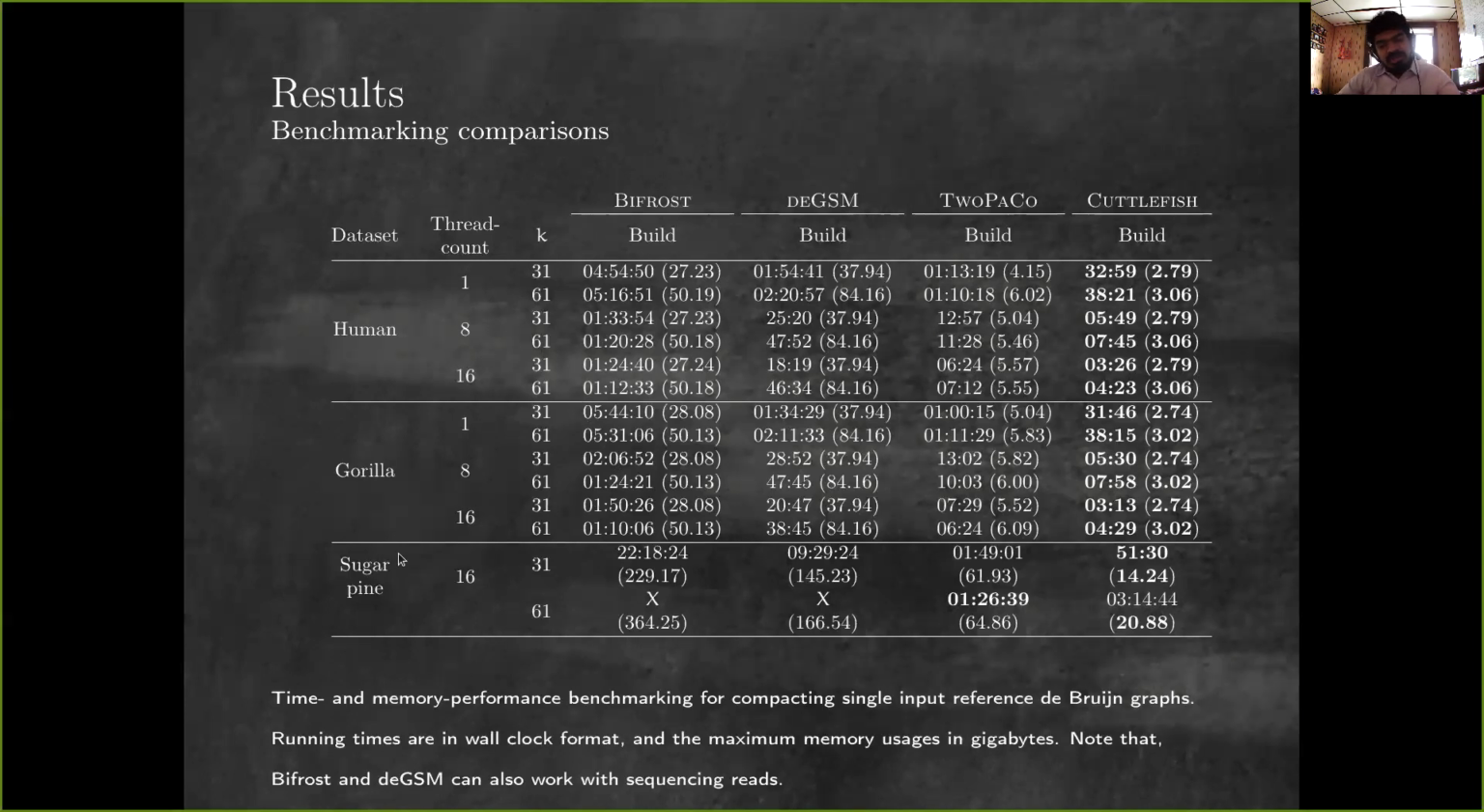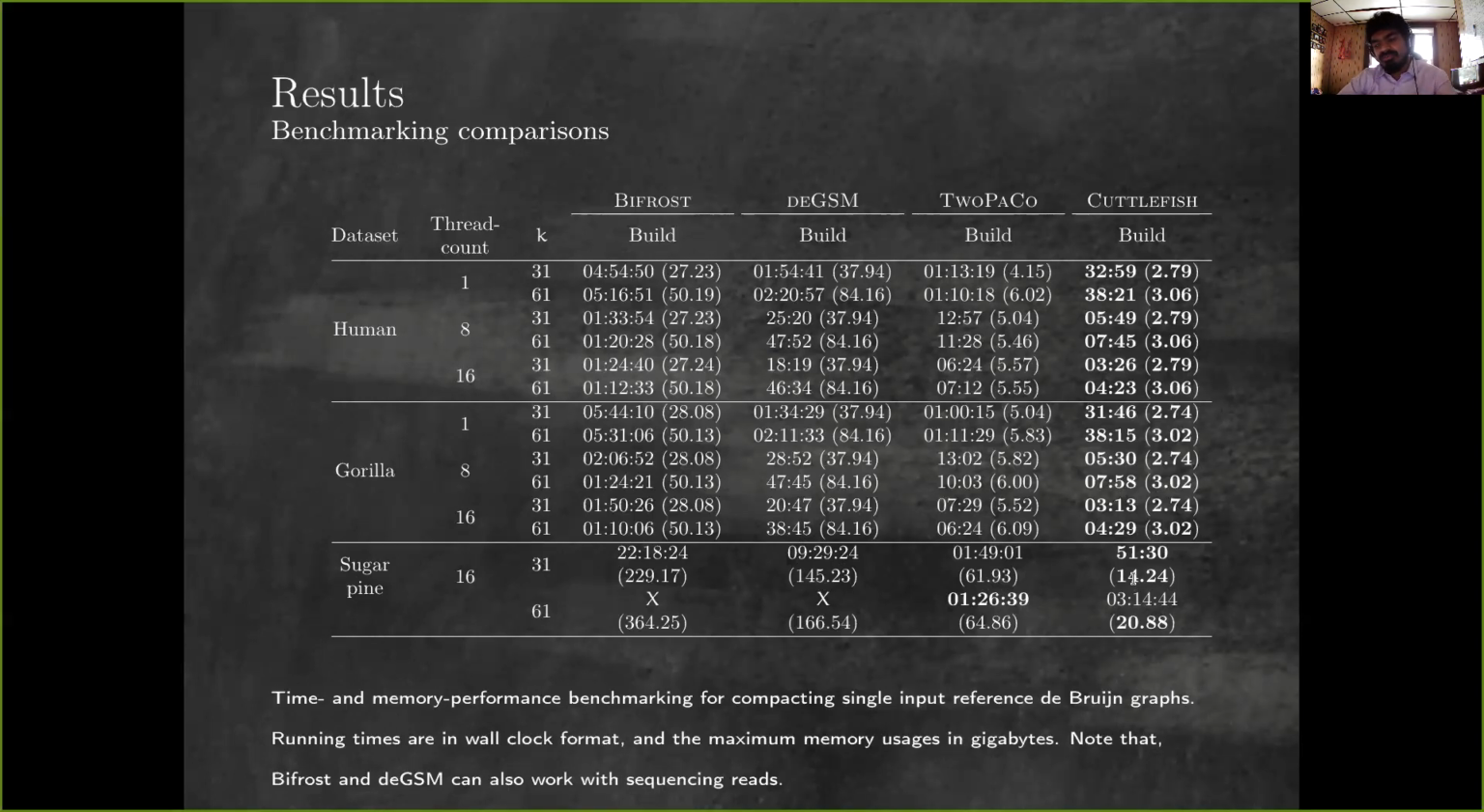For the large sugar pine genome reference and using 16 threads, when you're using k equal to 31, Bifrost took around 22 hours and 229 gigabytes of memory. DGSM took 9 hours and a half using 145 gigs of memory. Tobacco took an hour and 50 minutes using 62 gigs of memory, whereas Cuttlefish took just around 51 minutes using 14 gigs of memory. So the highlighted values in each row depict the best running time and memory usage.